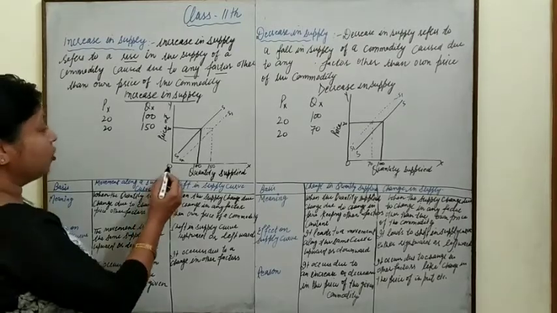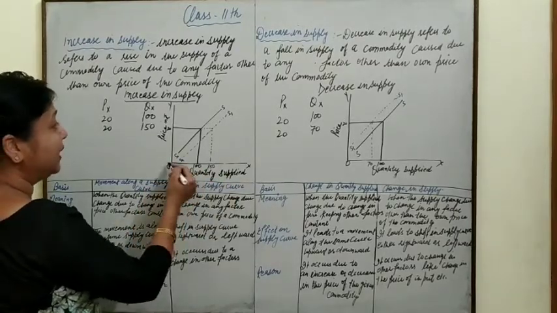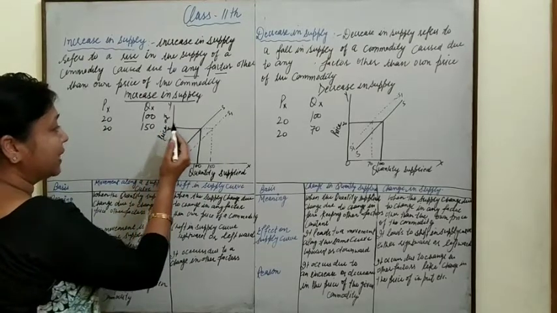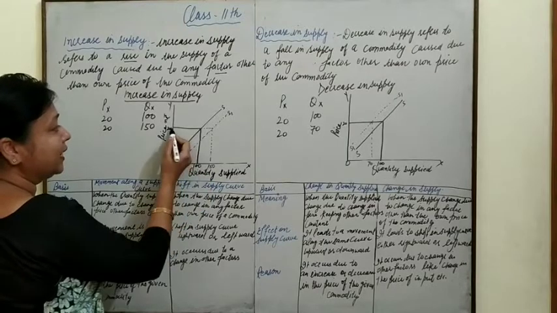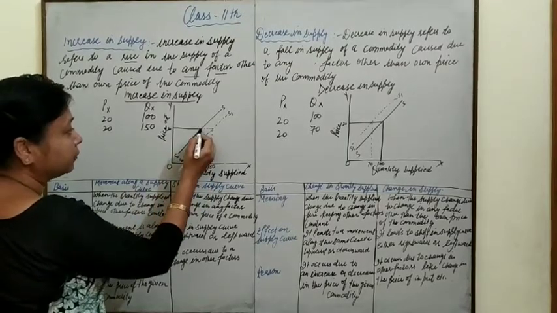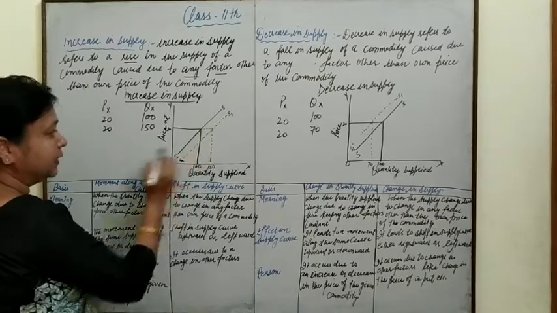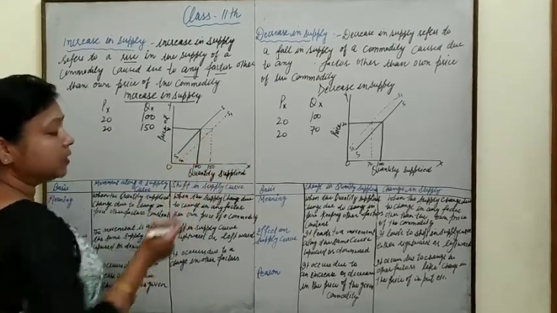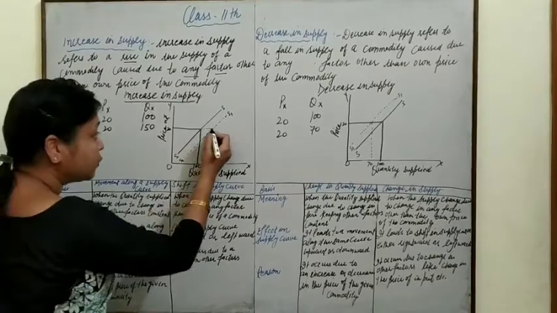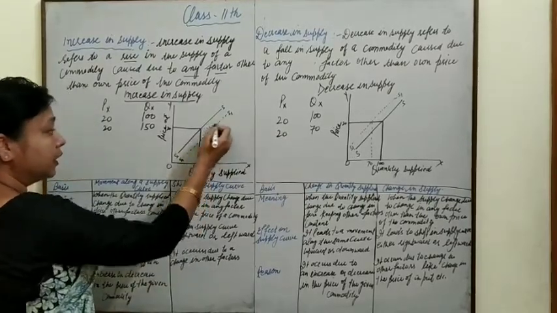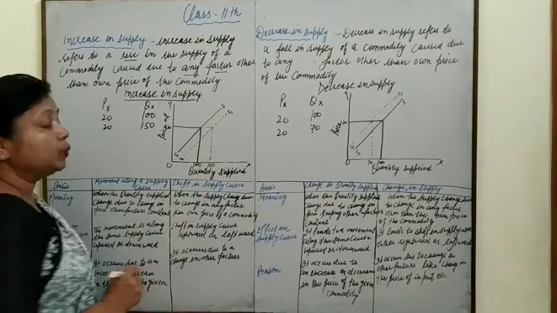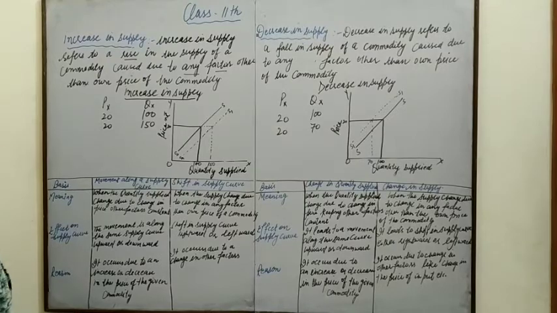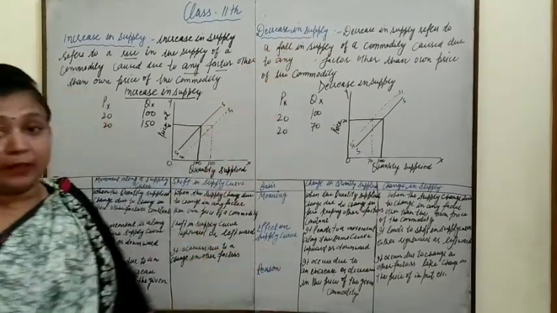So let us see. On the OX axis we will show the quantity supplied, on the Y axis we will show the rupees. Whenever the price is 20, the quantity supplied is 100. From this point we will draw the supply curve. Now the price is constant and supply is increased up to 150. From this point, we have to derive the new curve, the S1 curve. This is increase in supply. Next is decrease in supply.